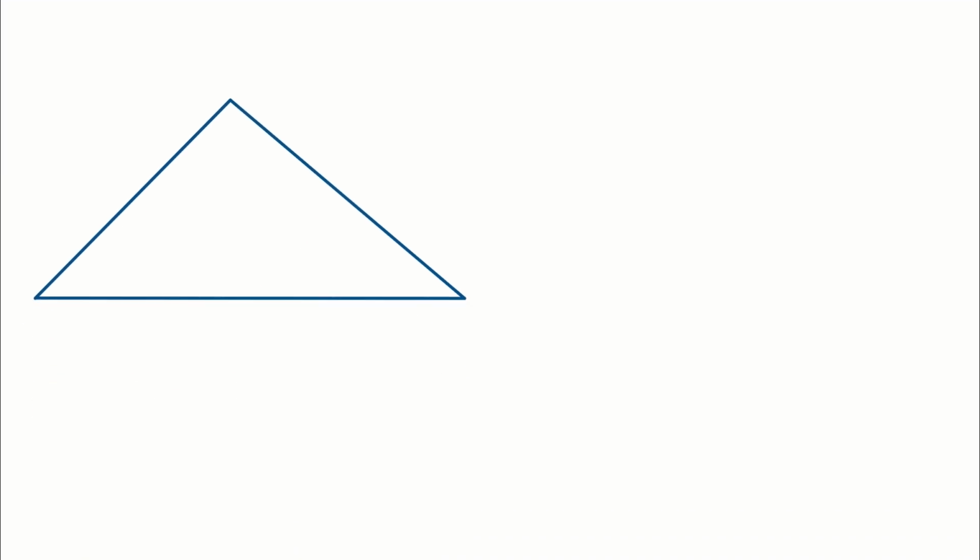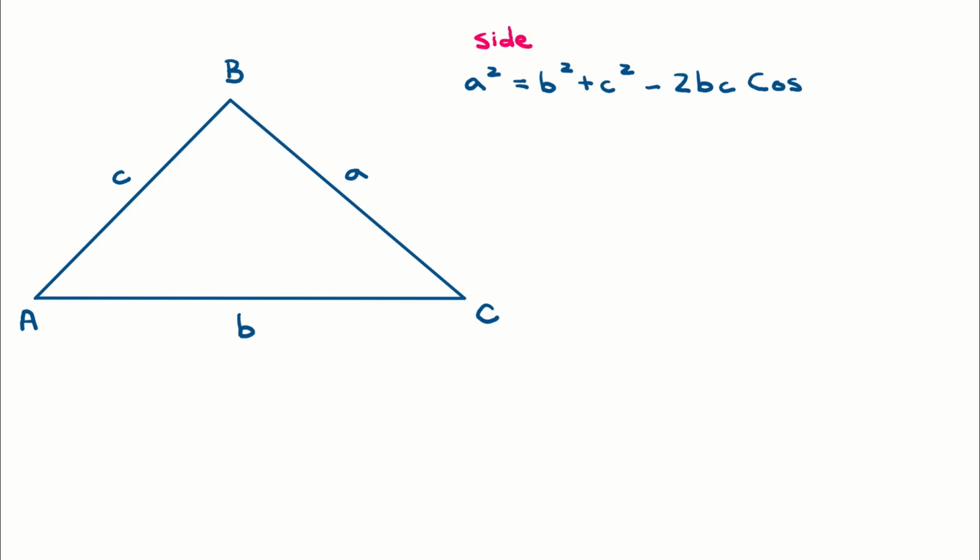If we have this triangle, and I'm going to label it as triangle ABC, which means the opposite sides will get the lowercase a, b, and c. Cosine law says, and there's two cosine laws, it's just the formula that's rearranged. So if we're looking for a side, we're going to be using the formula a squared is equal to b squared plus c squared minus 2bc cos of A.